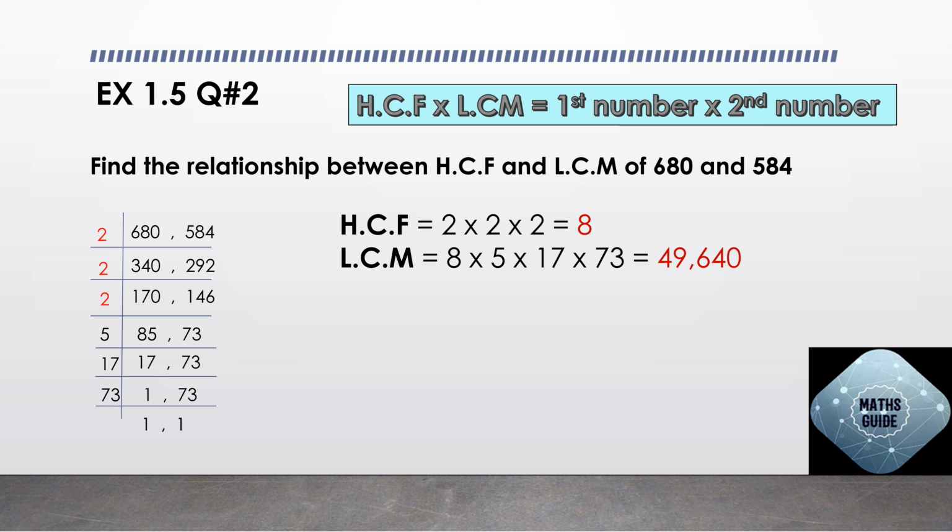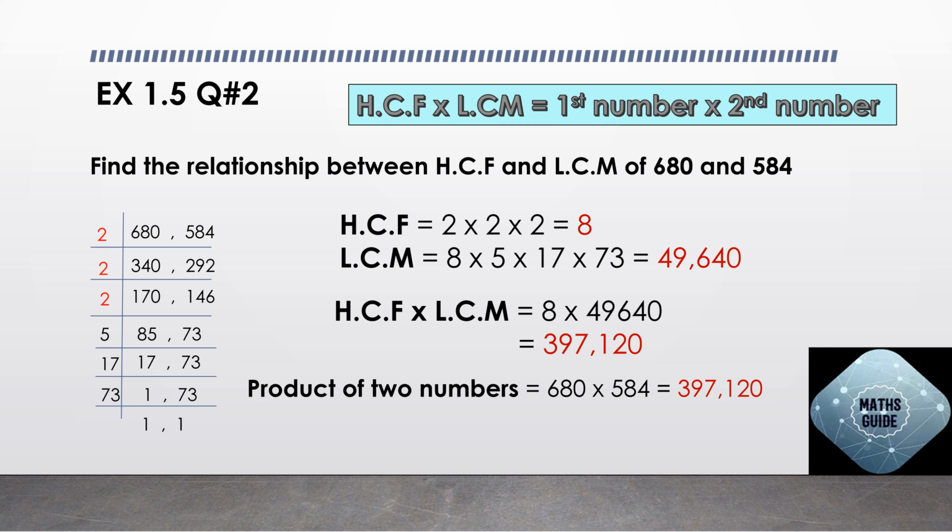Now our next step is to find out their product. The product of HCF and LCM is 397,120. Now we have to verify that this product is equal to the product of the given numbers or not. So let's see. Yes, the product of two numbers 680 and 584 is again 397,120. Hence proved, left hand side is equal to right hand side.